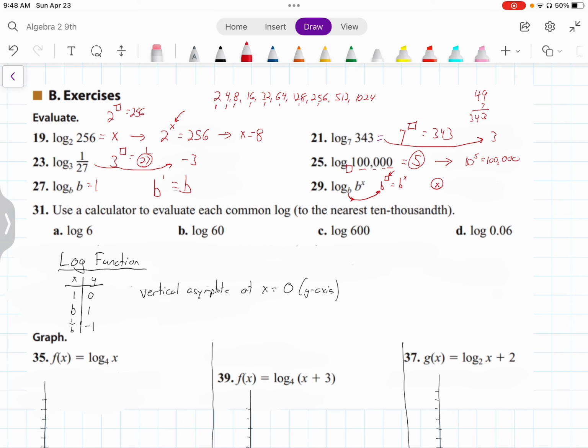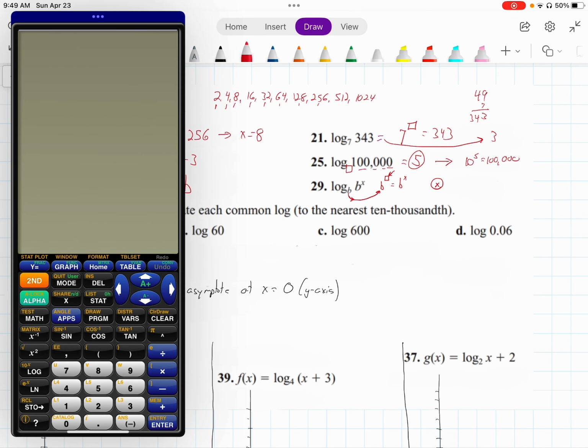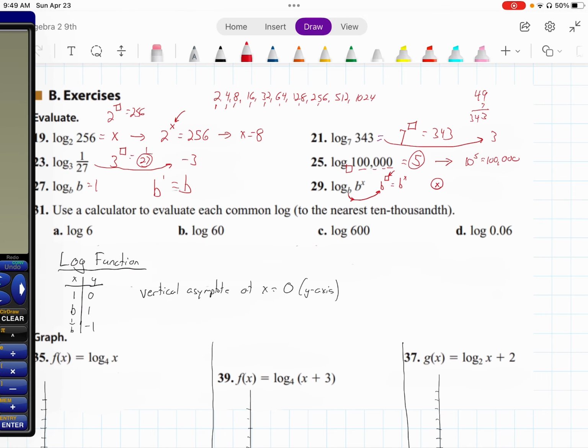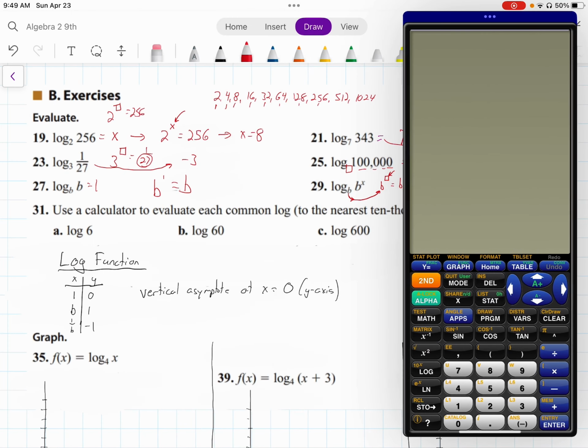exponential form. Number 31 just says use a calculator to evaluate each common log to the nearest 10,000th. So that's 4 decimal places. So you just pull out your calculator. So log of 6, well, that's log base 10 of 6 on your calculator. On the left side, you see a log, so I'm just doing log of 6 equals, that's 0.7782, because I'm rounding to the nearest 10,000th. Now part B, log of 60.